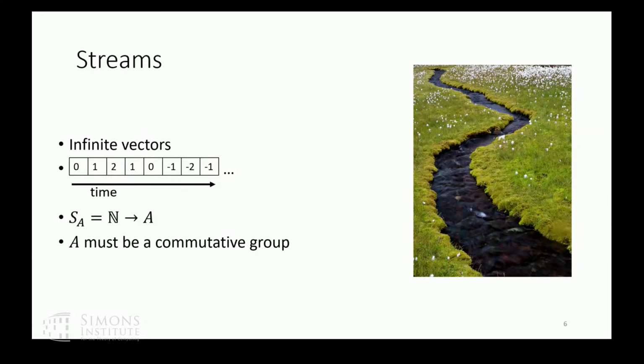Mathematically speaking, it's just a function from time, which I'm assuming starts at some time 0, and gives you a value of some type A. Now, we'll put a very strong constraint on the streams. We require all the values in the stream to be from some commutative group.